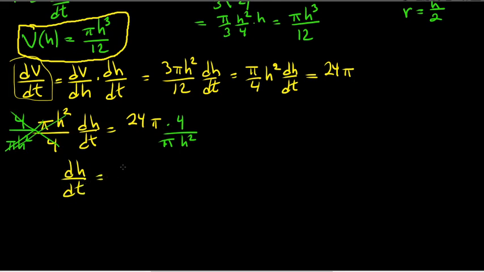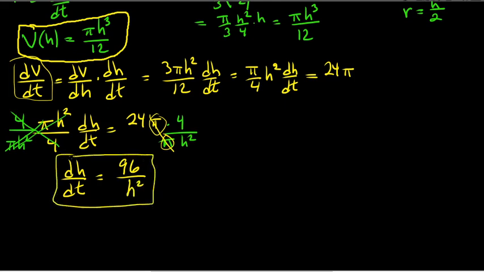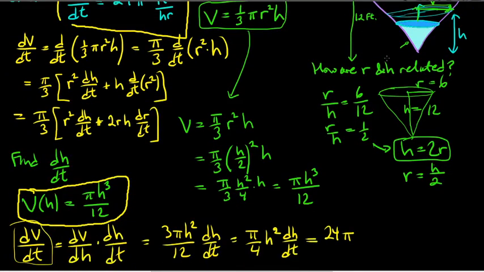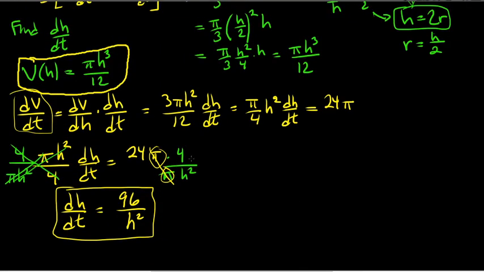And now we get the derivative of h. This is going to be 24 times 4, which is 96. Notice the pi's cancel. Pi divided by pi is 1. So the denominator is just h squared. So there we go. That's the derivative of h. That's how quickly the water level is rising. And now we just want to plug in various values of h: 2, 6, and 10. So for part A, h is 2 feet, h is 6 feet, and h is 10 feet. So we get 3 different answers, just like the ladder problem had 3 different answers. So I think I'll do one of these and you do the others.